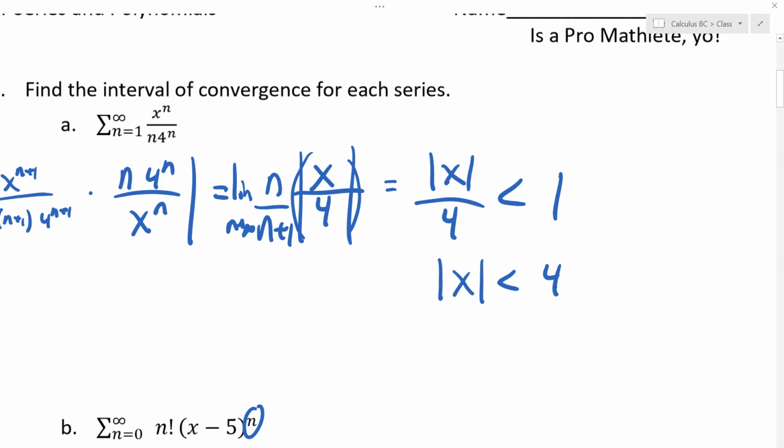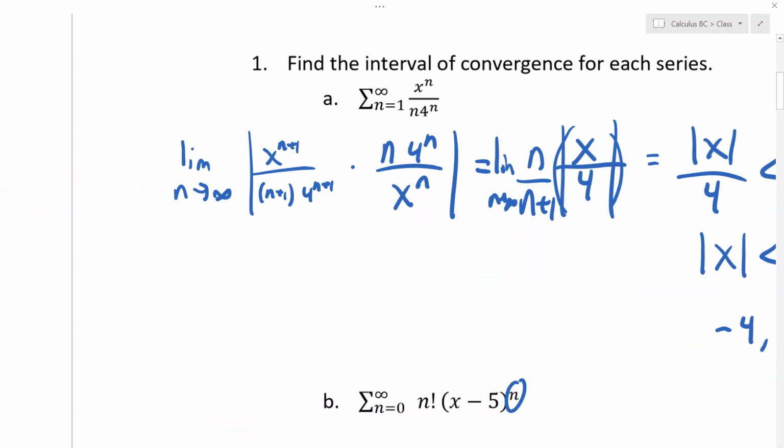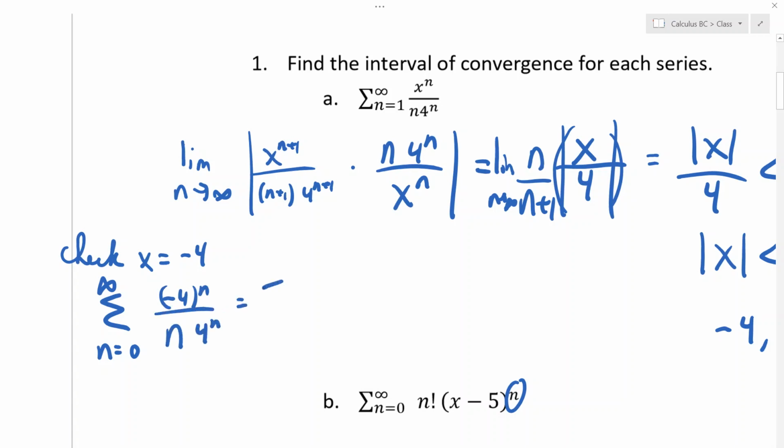That means from the center, which is 0, I can go up 4 and down 4, which makes the interval of convergence -4 to 4. But then we need to check the endpoints. So I'm going to do that somewhere. There's not a ton of room here, but I'm going to write check x equals -4. And I can see that if I put a -4 into here, we get -4 to the n over n times 4 to the n, which reduces all the way down to that.